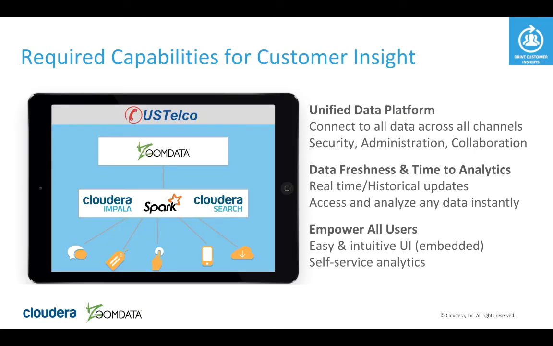Some of the required capabilities for a customer insights program typically begin with this. We have all these disparate data sources sitting across the enterprise. We want to deploy EDH, which may include Impala and Spark and Search and Kudu, and we want to make all this information available from Zoom Data to report on. So the ultimate goal with the Customer Insights program is to deliver a unified data platform. We want to also highlight data freshness in real time to analytics, because as data is updated, it's instantly available for Zoom Data for reporting and analysis. And ultimately, we want to empower all users by providing an easy and intuitive UI. It can be embedded, or it can be as a third-party application.